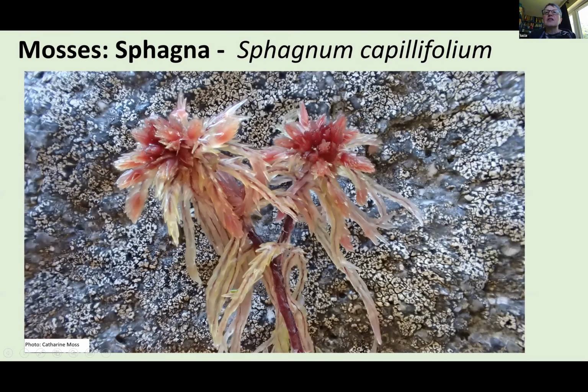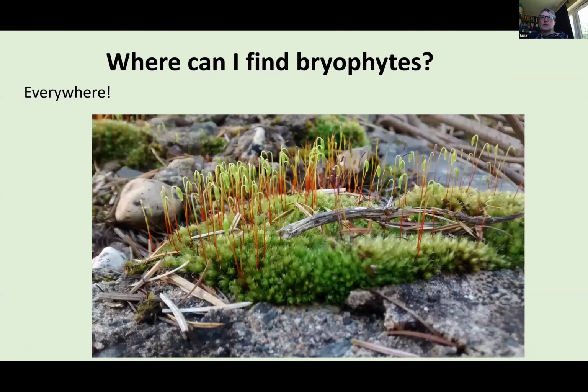Okay, so now that you know what they look like, where can I find them? And the good news is everywhere. Bryophytes are ubiquitous. You get them in your garden. You may have a low diversity of bryophytes in your garden, but you will certainly have them. This picture is from my garden. There's a bit of a dry stone wall, which is mortared at the top, and we've got an acrocarpus moss growing on the top.